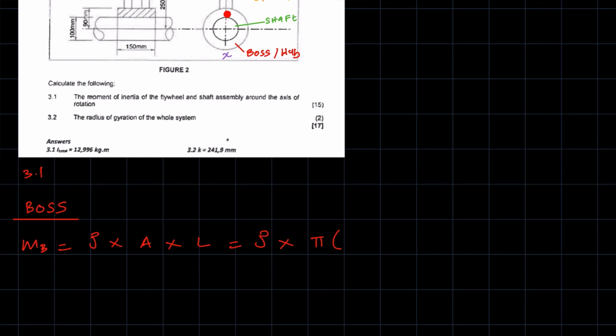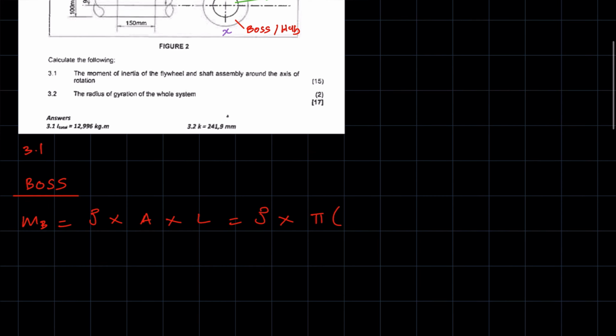So the radius from here to there, which is this 90 millimeters. So that radius squared minus the radius of the shaft, which is this radius here. Now we've been given the diameter of the shaft, so half that would be the radius of the shaft. So the area is pi into the radius of the boss squared minus the radius of the shaft squared, times the length.